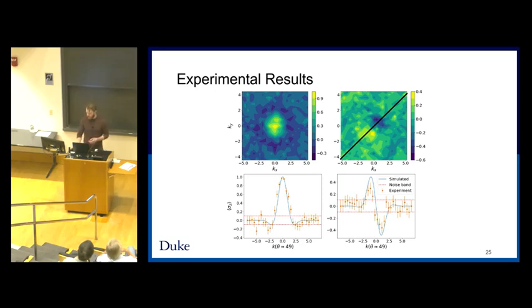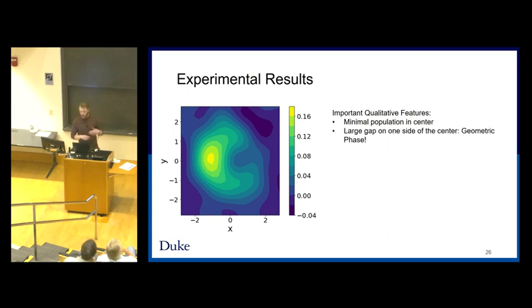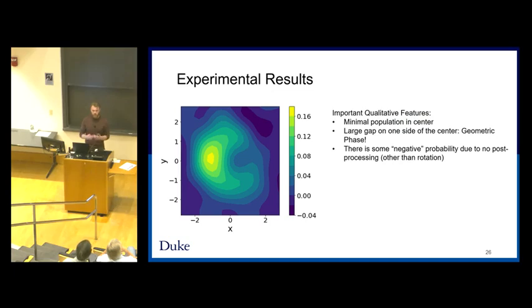So the experiment wasn't perfect. And then you do take the Fourier transform, and you do get the wave function that we're looking for. Obviously a little bit rougher version of it, but you get all the qualitative features that we're looking for, in the sense that you get minimal population in the center, and on the right where the intersection actually is, where the geometric phase interference would have prevented the wave function from going all the way around. There is a little bit of negative probabilities in there. That's just due to experimental error and no post-processing of the data.